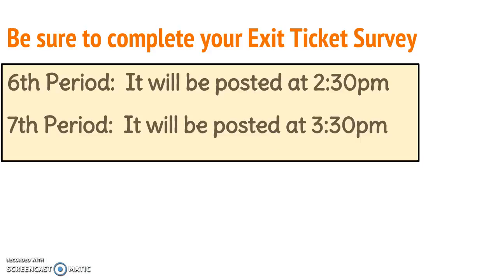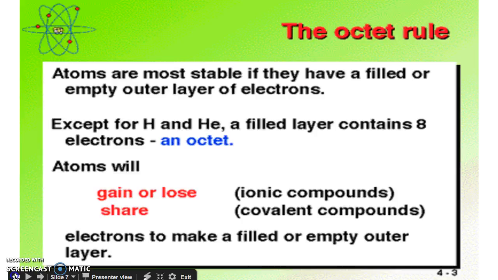Let me scroll through that real quick. The exit ticket survey for 6th period is going to be posted at 2:30 on Google Classroom, and for 7th period, it's going to be posted by 3:30 on Google Classroom. Make sure you complete these. It's pretty much just questions to make sure you watched the video that I'm making right now, and that you looked over the presentation and know what's going on this week.